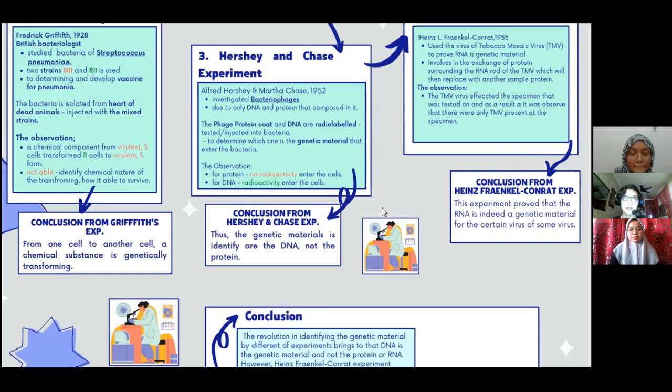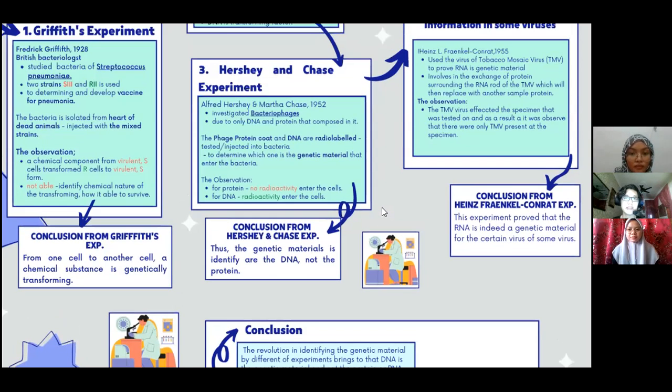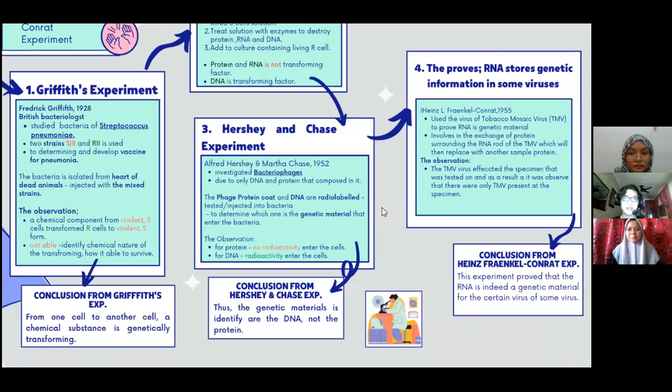The next experiment was conducted by Heinz Fraenkel-Conrat in 1955 to prove that RNA is a genetic material. He used the tobacco mosaic virus, or TMV, and crisscrossed it with another virus to swap its RNA rod and protein structure, so that one had a different protein structure and a different RNA rod.